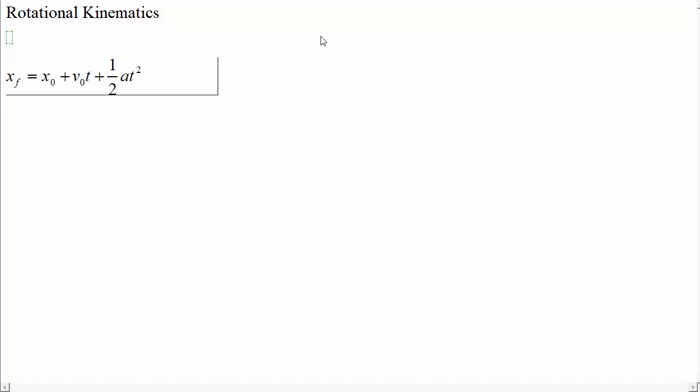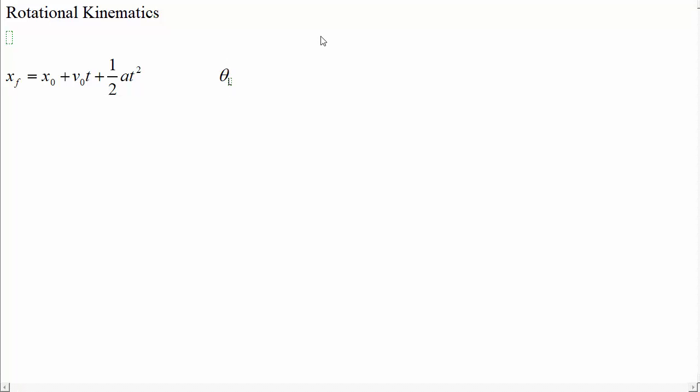The rotational kinematics version of this, instead of using x, instead of using something like meters or inches or miles for position, we're going to use angles. And the letter we're going to use for angles is the Greek letter theta. We could also use the Greek letter phi in the event that there's more than one angle in a problem, but right now let's stay with theta.